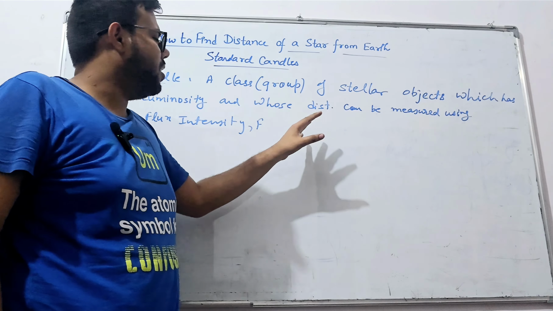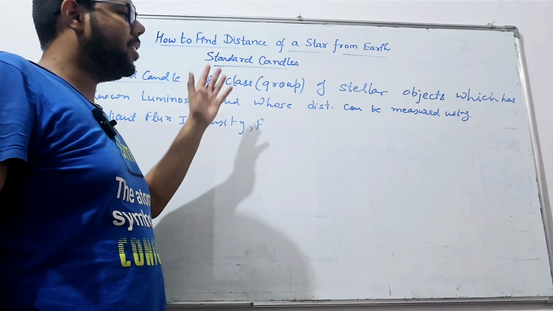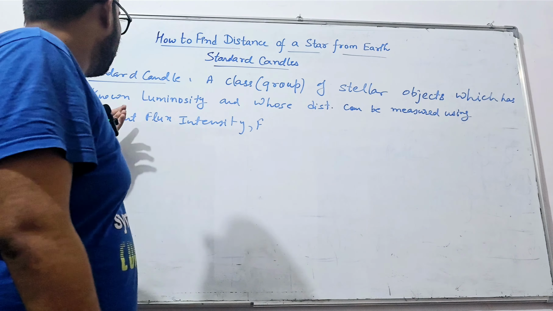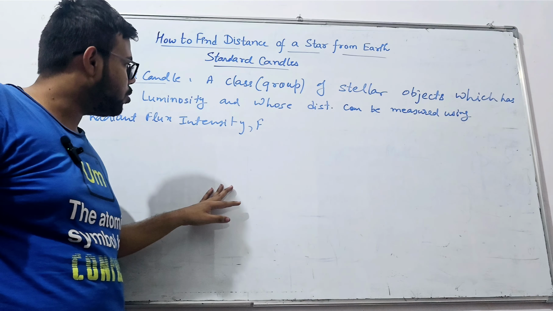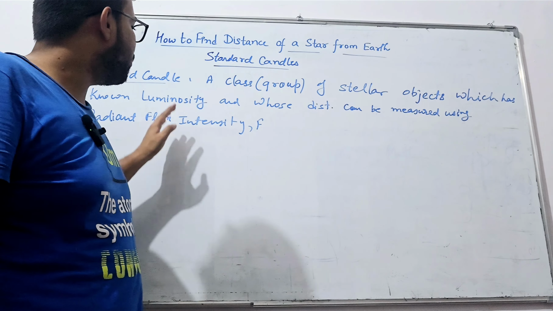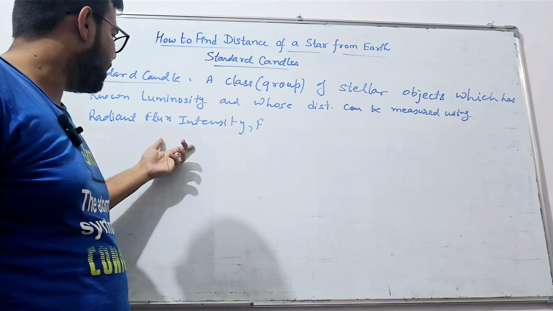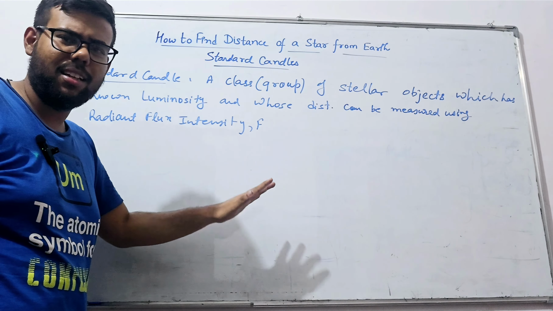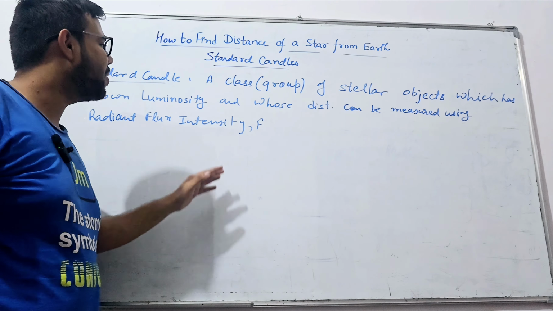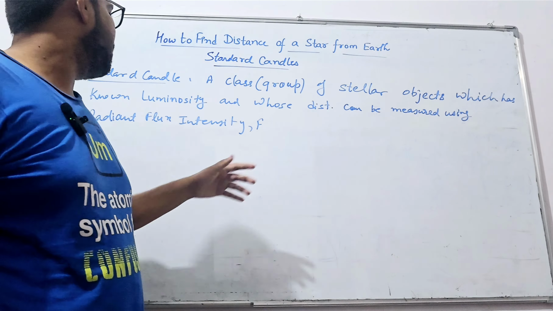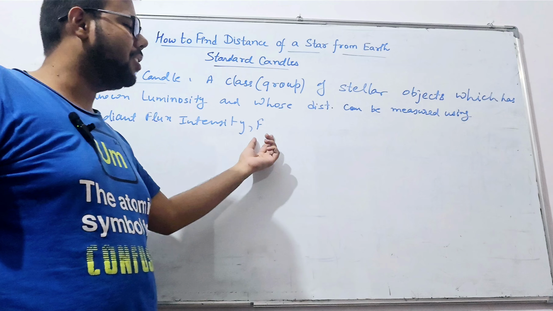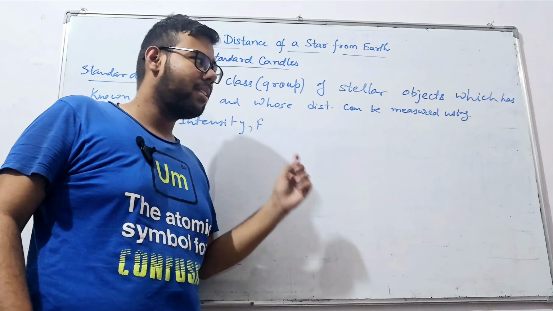So basically it is a class, meaning a collection, of stellar objects which has a known luminosity, and I hope you know what luminosity and radiant flux intensity are. This is basically the brightness, if I tell in simple words, okay? And whose distance can be measured using radiant flux intensity, which we will call F.